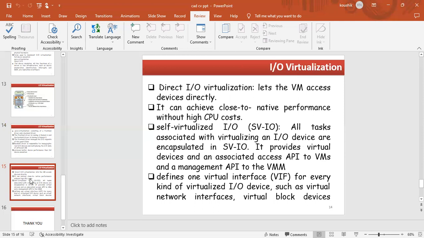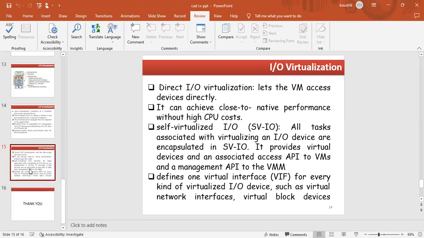Self-virtualized I/O: all tasks associated with virtualizing an I/O device are encapsulated in SVIO, which means self-virtualized input-output. This provides virtual devices and an associated access API to the VM and a management API to the VMM. So this defines one virtual interface for every kind of virtualized I/O device, such as virtual network interfaces and virtual block devices.